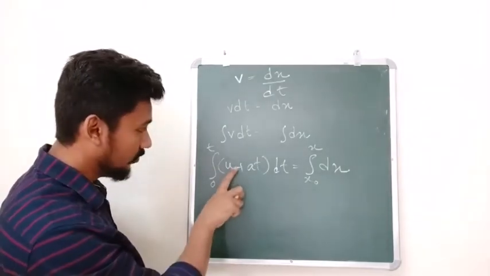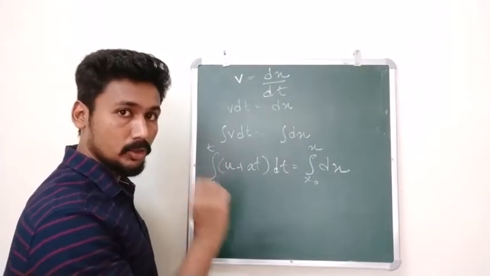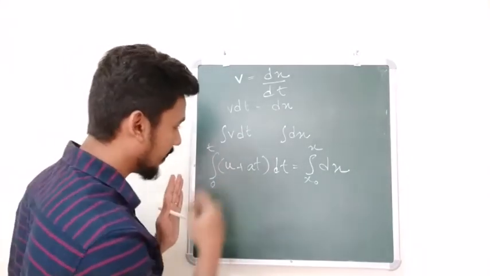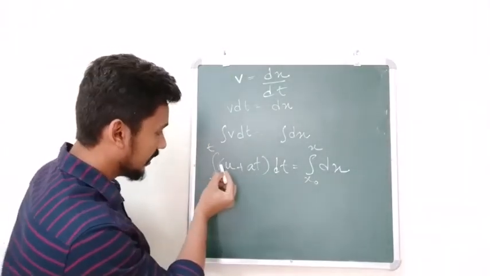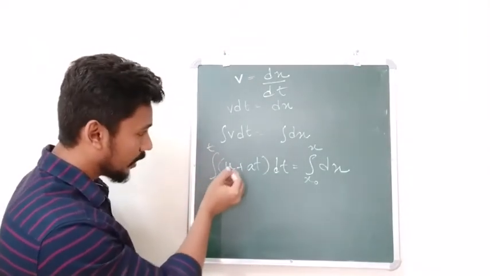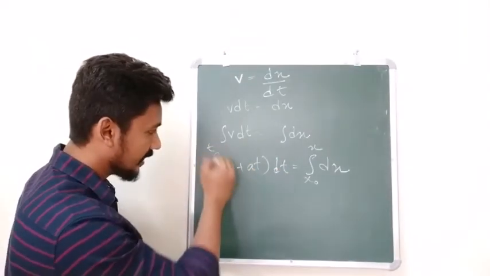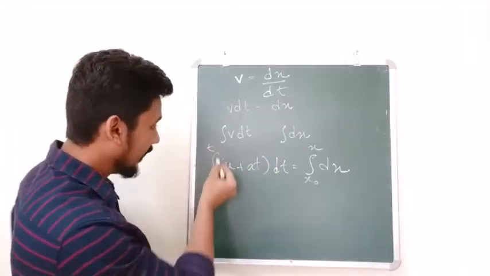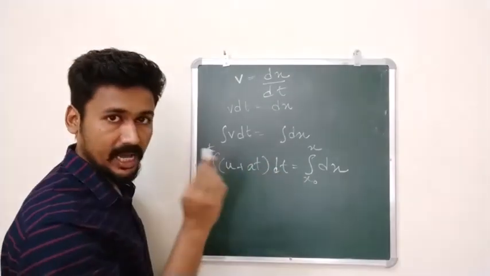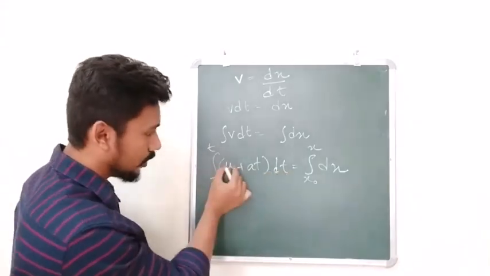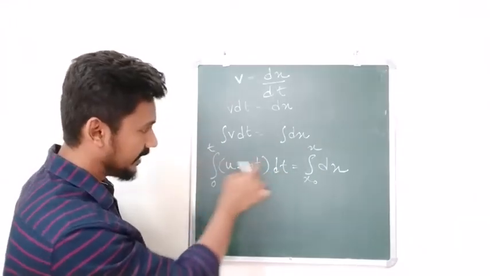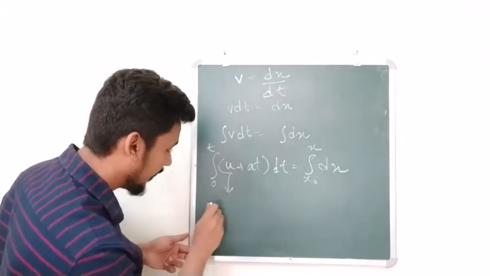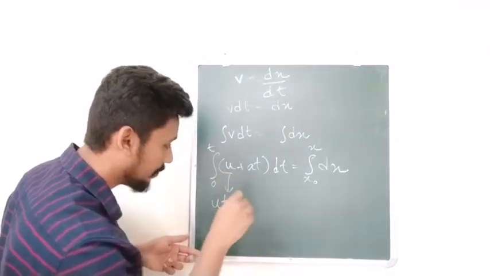Okay. Now how do we solve this part? To solve this, we are going to have to open the bracket. Okay, now I am not going to do the entire step here. See, this is what will happen. This can be written as integral of u dt plus integral of at dt. Fine. Now, integral of u dt. How much will be integral of u dt? U being a constant comes out, and integral of dt will be t. So this part we will get as u multiplied by t plus.